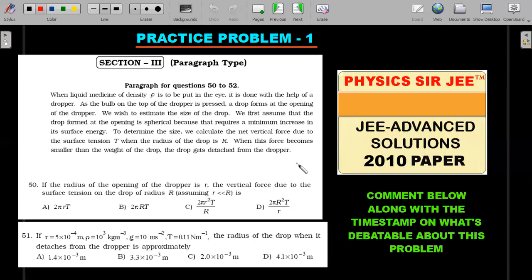This is an eyedropper question, where an eyedropper machine is used and the drop is coming out, and the drop actually loses contact. Again, I have a very serious physics issue with the 50th question of this comprehension. So please do try it. Comment along with the timestamp below what is debatable about this question and the key given by JEE. 2010, very old paper, so very old rivalry that they have with surface tension.